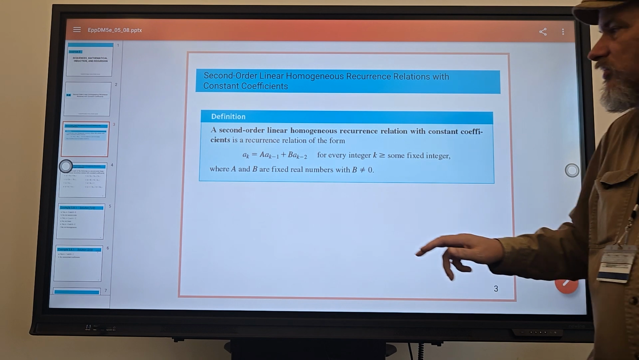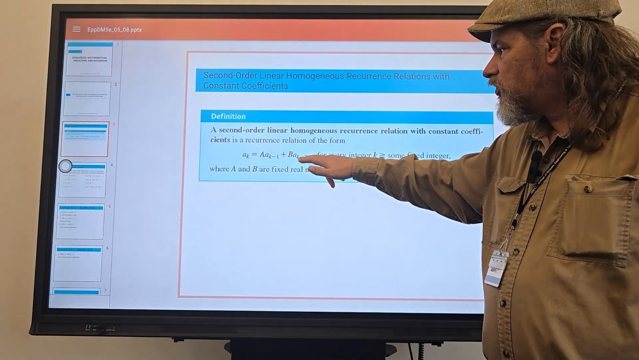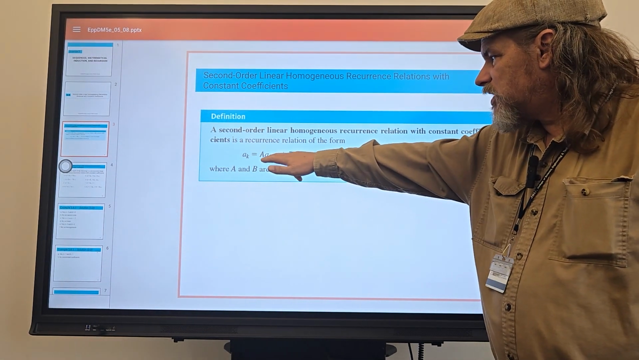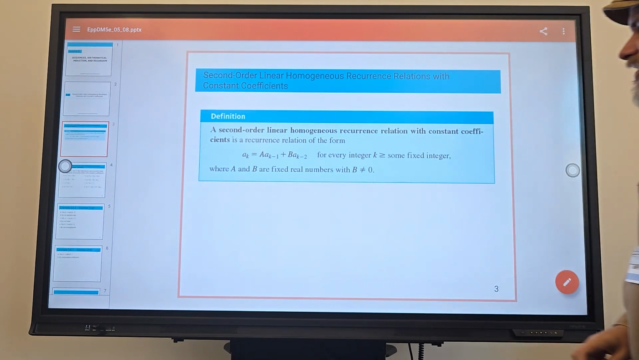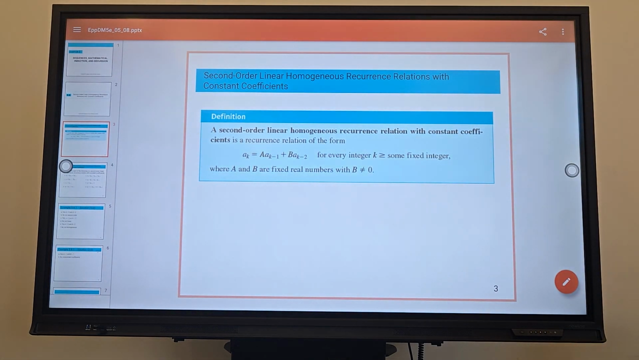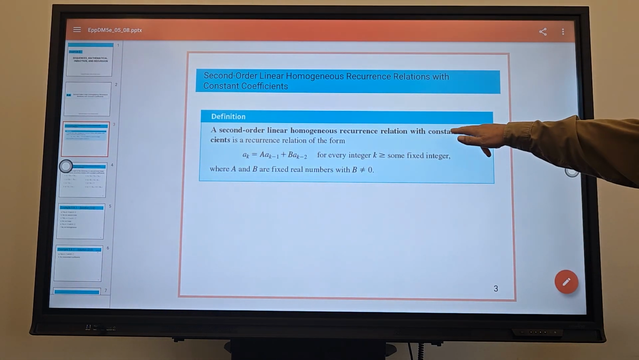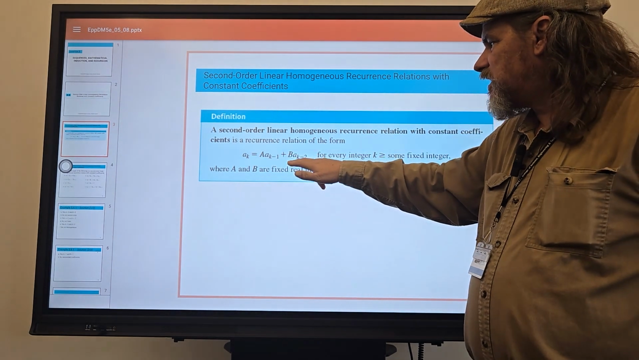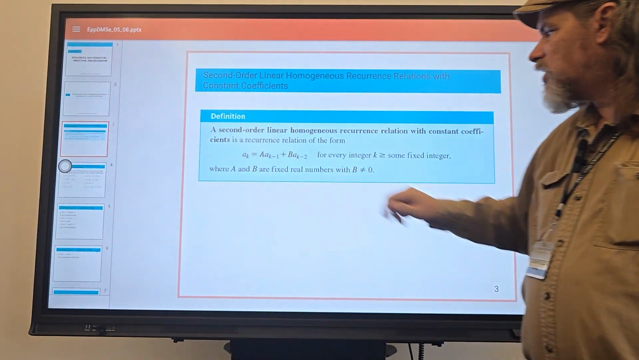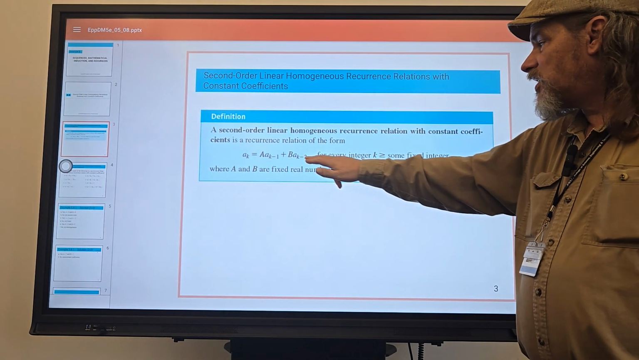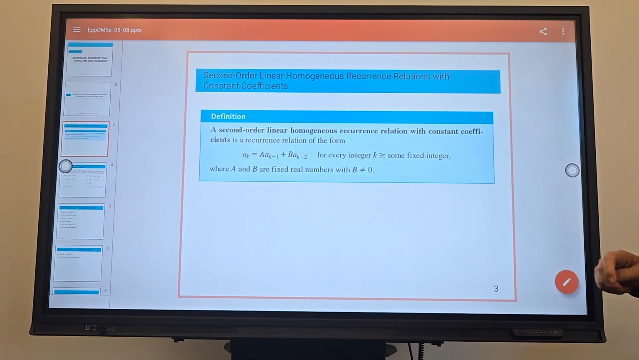It's a recurrence relation because it refers to other elements in the set, in the sequence, and the constant coefficients are the A and the B. A and B are fixed real numbers, and B does not equal 0. That means that the second term is required.